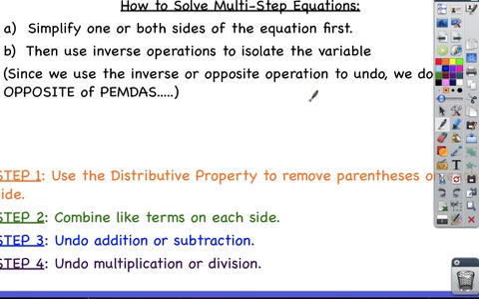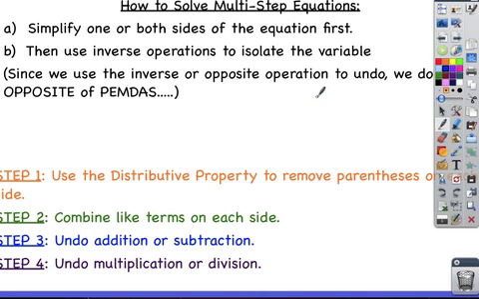Now in order to solve multi-step equations, we begin by simplifying one or both sides of the equation, and then we use inverse operations to isolate the variable. Now the key here is that we use the inverse or opposite operation in the reverse order of PEMDAS. You can think of us as being almost like investigators, where we're retracing our steps in order to figure out what the variable is. By retracing our steps, we have to do the order of operations backwards.